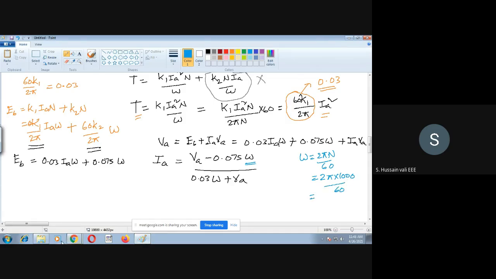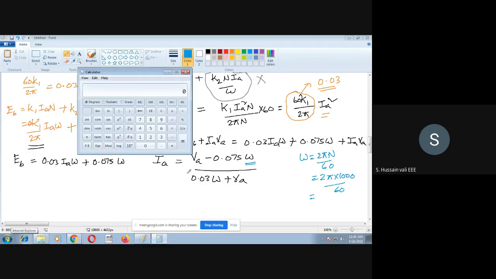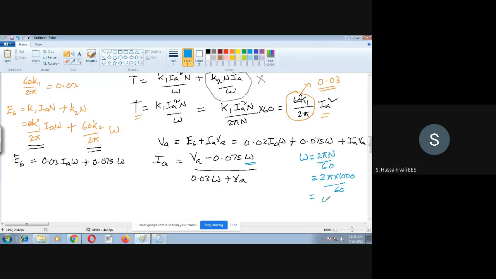I will do this in the calculator here. 2 pi into 1000 divided by 60. So we got 104.72. So omega is 104.72 radians per second. So we got omega.